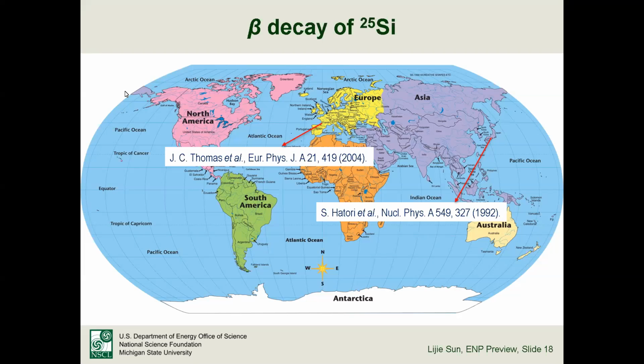Because its beta-delayed proton branches have been so extensively studied, silicon-25 was chosen for commissioning of our newly developed GADGET detection system. Our experiment turned out to be more sensitive than our previous measurements, and new structural information has been obtained. That's what I'm going to talk about in this presentation.